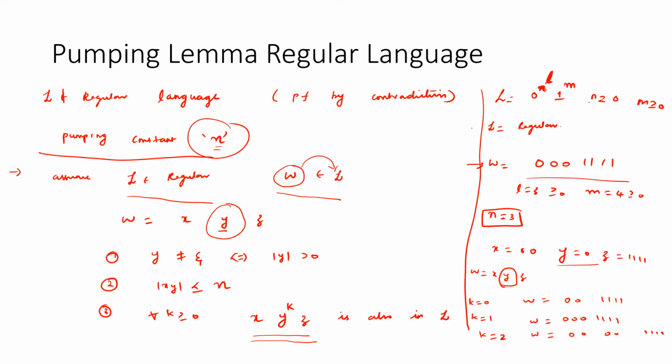Now, we started with a regular language, and I proposed a partition scheme, and I claim by virtue of the pumping lemma that no matter how many times you pump y in our partition scheme, the resultant string w is always a part of the regular language.